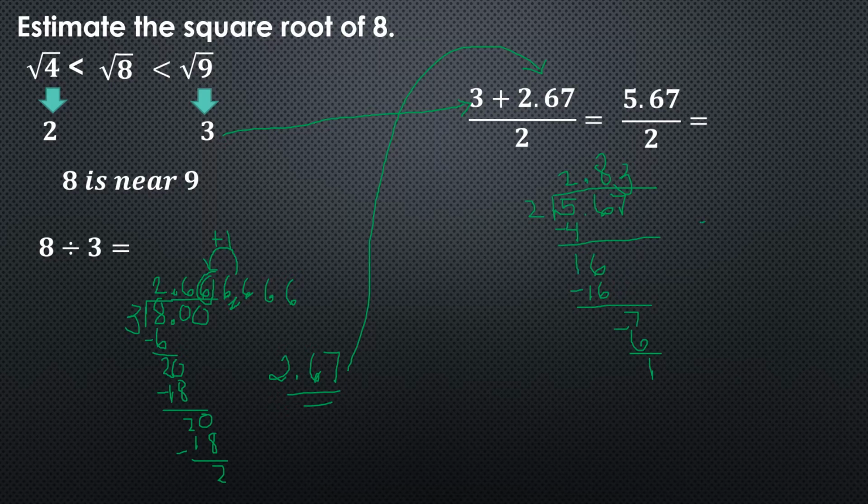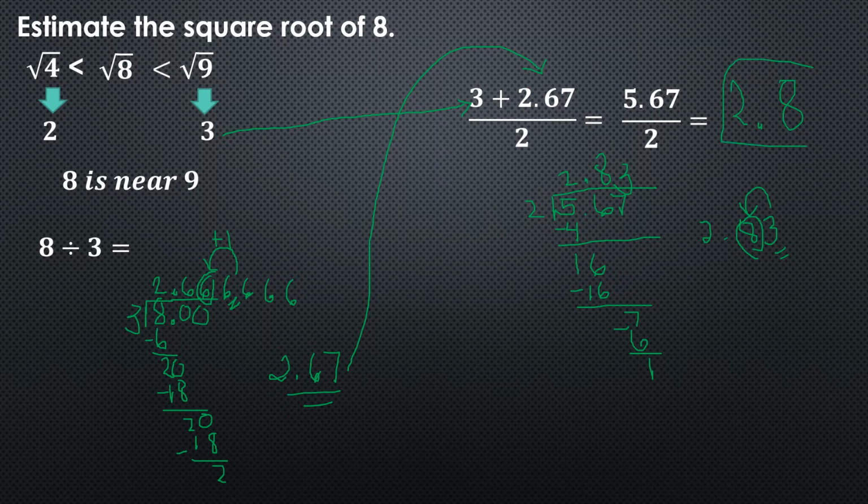But from 2.83, we have to round this off to the nearest tenths. So this is the tenths place. We have to look at the hundredths place. If the hundredths place is 5 and above, you have to add 1 to the tenths place. If not, you just drop it. So are we going to add 1 to 8 or are we going to remain 8 as 8? That's right.